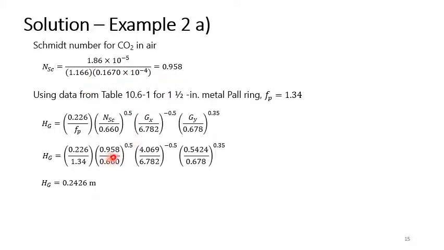0.958 here, and Gx is the mass flow rate per unit area, kilogram per second per meter squared, given, and Gy is the mass flow rate per second per unit area of the gas. So you put them in, and then you get the Hg. Simple, because you're just plugging in numbers.